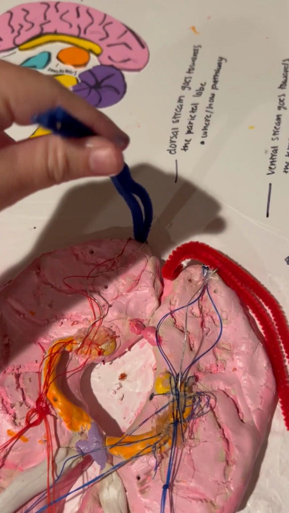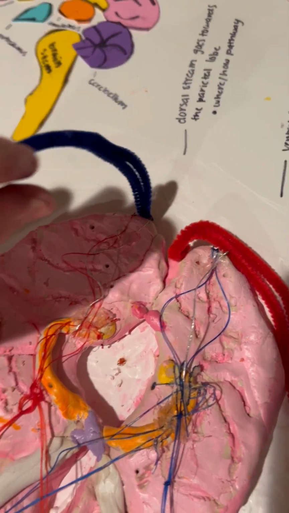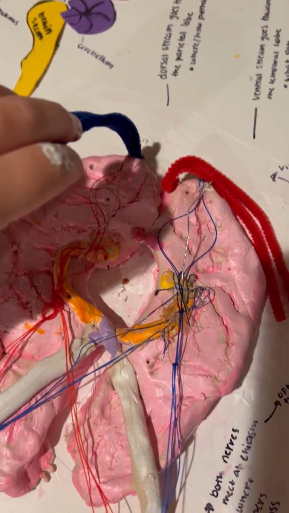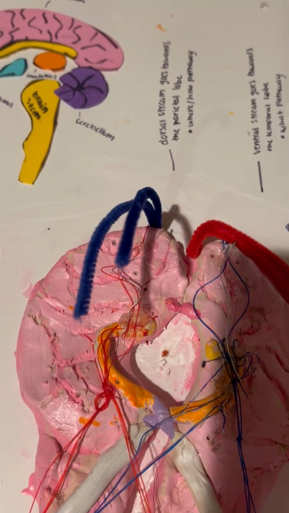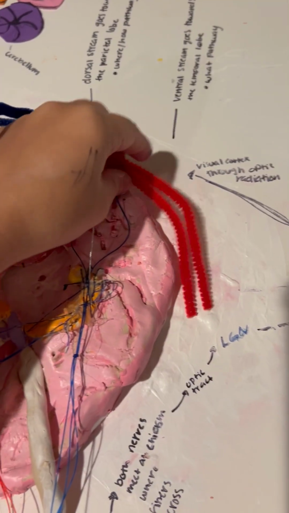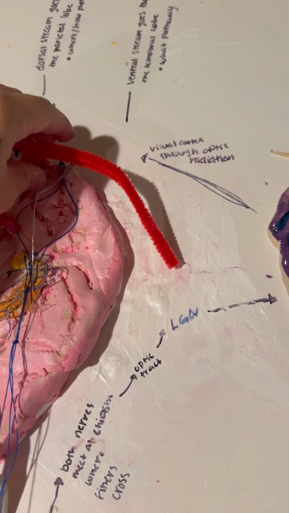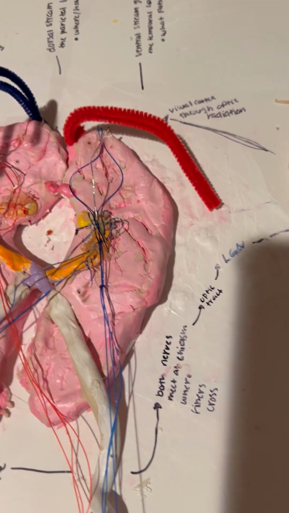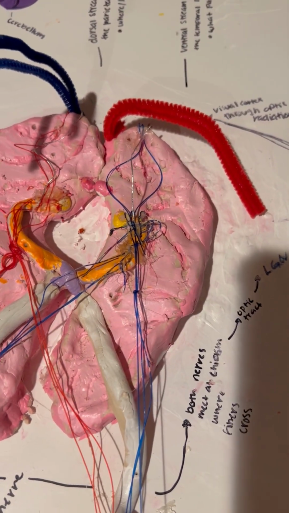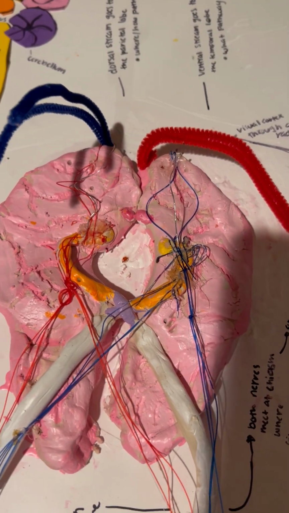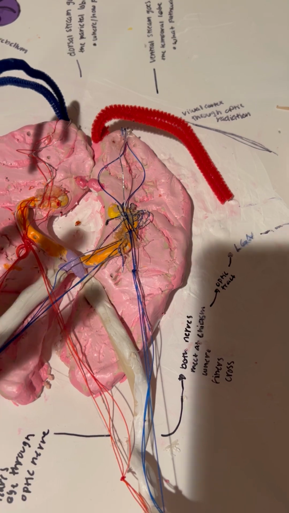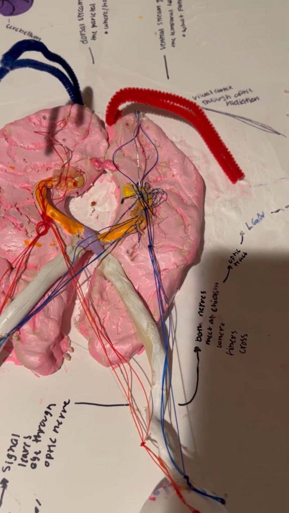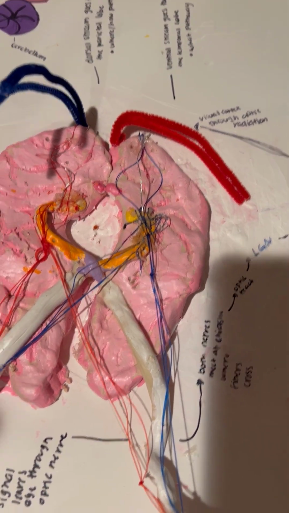So this is the dorsal stream because it's sticking up, and it goes to the parietal lobe, and it's the where-how pathway for motion and spatial awareness. And then this little red one is the ventral stream, which goes to the temporal lobe and is the what pathway for object and face recognition. And then together, this pathway transforms light into perception, allowing the brain to identify what we see and where it is in space.